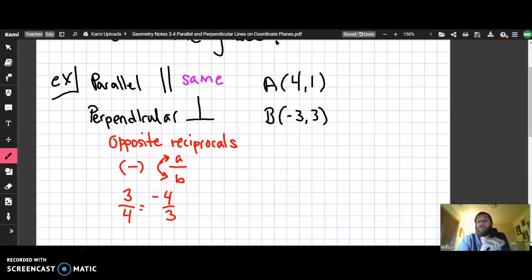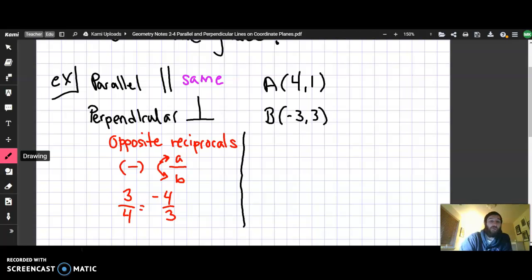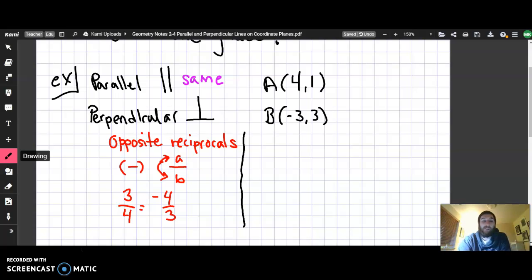So our 2 examples are A and B, 4, 1 and -3, 3. Let's apply that now to our examples. Let's go parallel first. We want to determine if lines are parallel. Let's pick a point C that ends up at -10, 5. And we want to know if the line AB is parallel to line CB.